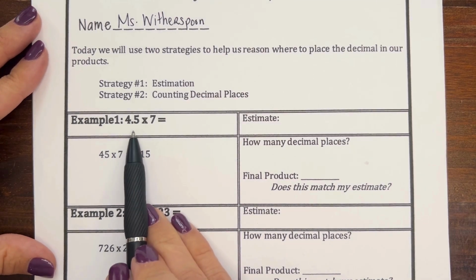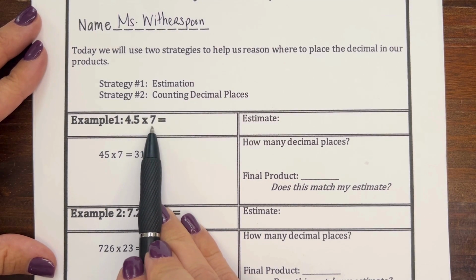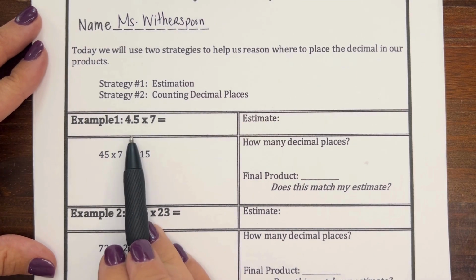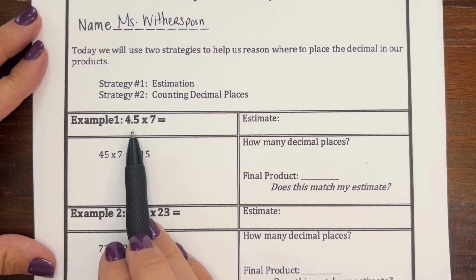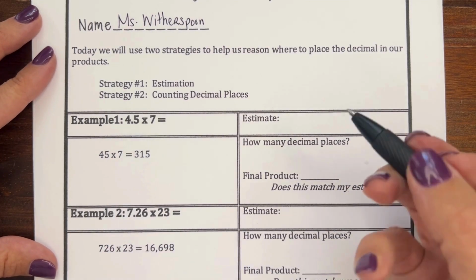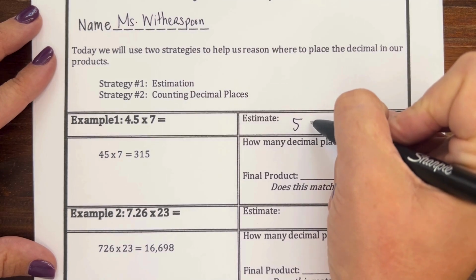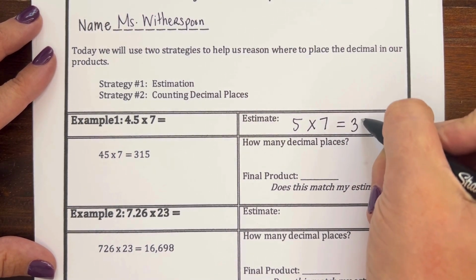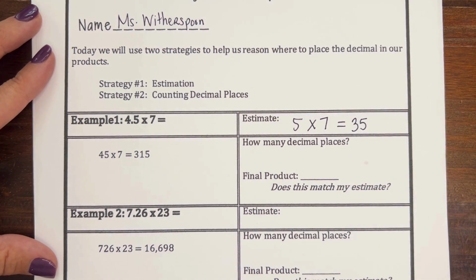So for our first problem, we have 4 5/10 times 7. The first thing we're going to do is estimate my product. We're going to round every number to a whole number or to a number that's easy to multiply. So 4 5/10, if I round this to the nearest whole, 5 or more raise the score, this rounds to 5 times 7. So we know our product should be somewhere around the number 35.